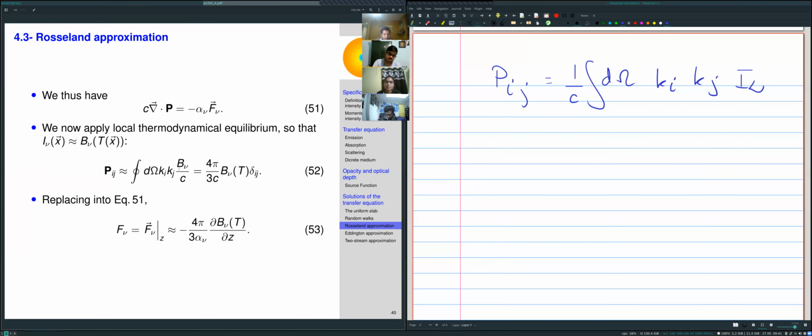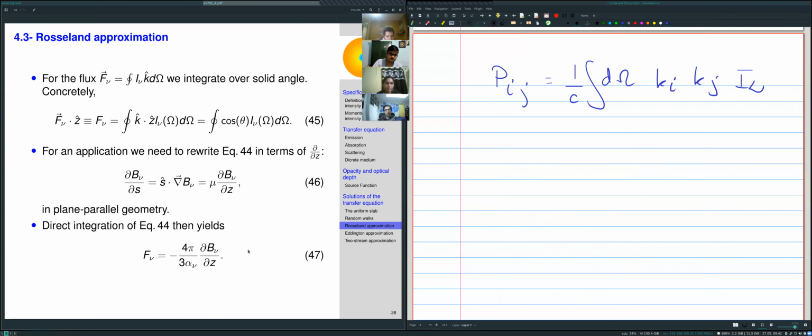Okay. And so if you evaluate this, it turns out that the pressure tensor is given by the Planck function, and we have a diagonal matrix. So when i is different from j, this is 0. And so we replace this into equation 51, which is this compact form for the Rosseland approximation, and we end up with this expression for the flux in the direction Z. You could replace this for the direction Y, the direction X, etc. So we find in the end the same result as in the previous derivation.